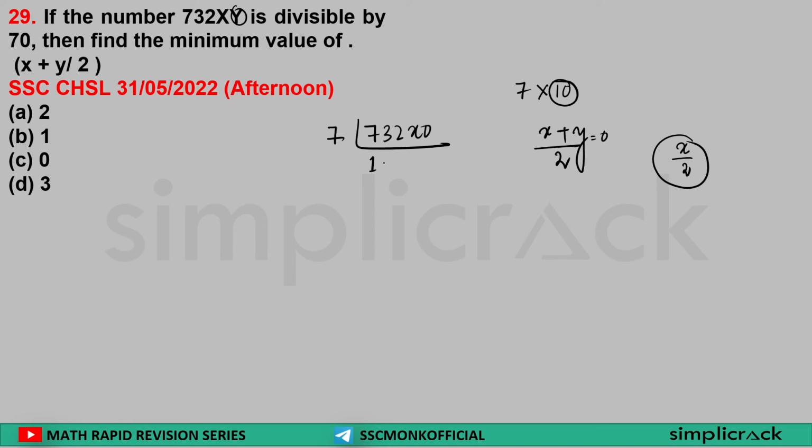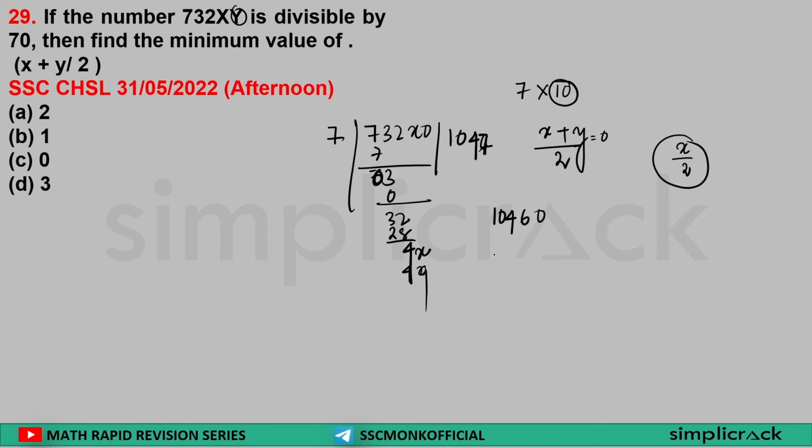7 1 ja 7. 0, 3 comes. 7 0, 0 comes. Then 3 2. 7 4 ja 28, 4 x. Right? 7 5 ja 35. 7 6 ja 42. Or 7 7 ja 49. So the possible answers can be 10460 or 10470, but it has asked me what is the minimum value.